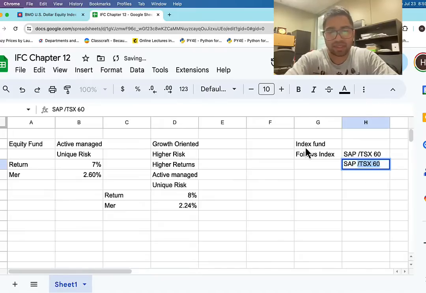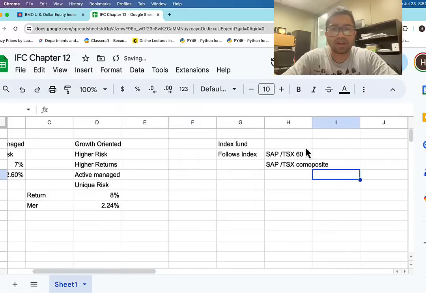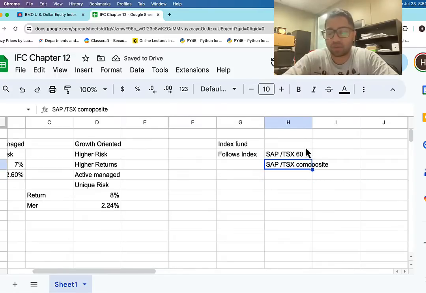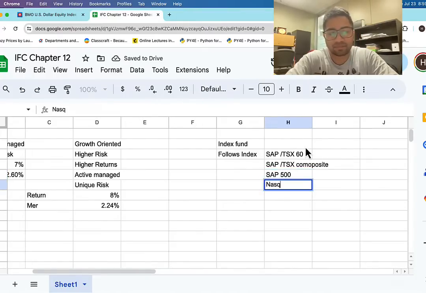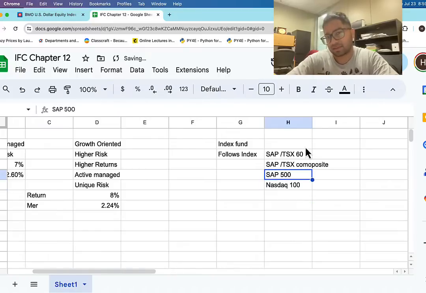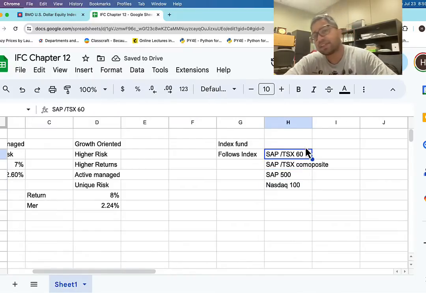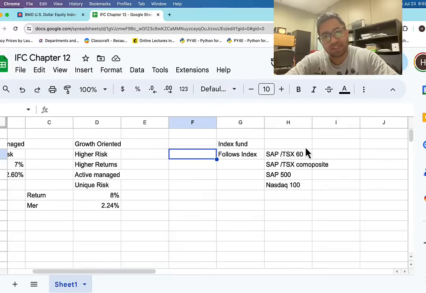We have the S&P TSX Composite, which is around 200 plus companies, the top 200 plus companies in Canada. Then you have the S&P 500. This is an American index, or like NASDAQ 100. Or Dow Jones is also there, but mostly people do not invest in Dow Jones. So these are the indexes that index funds can invest in.